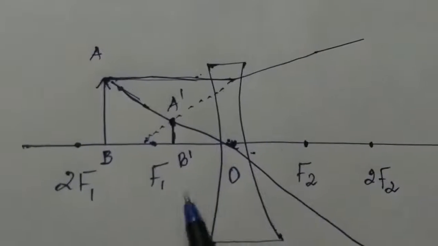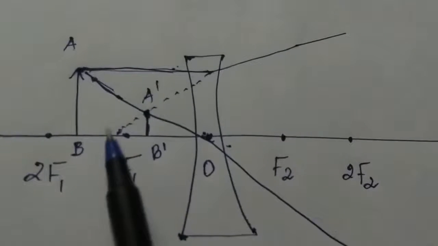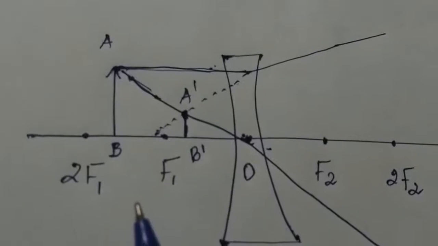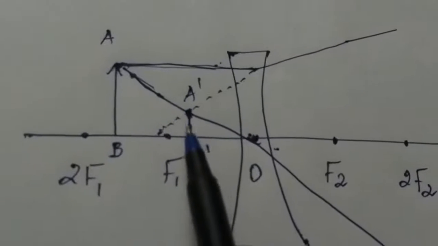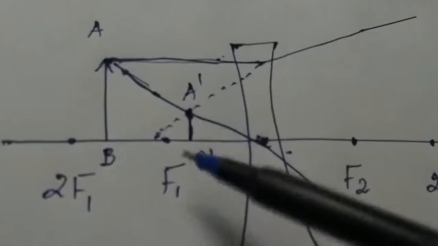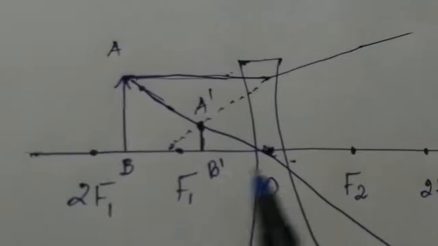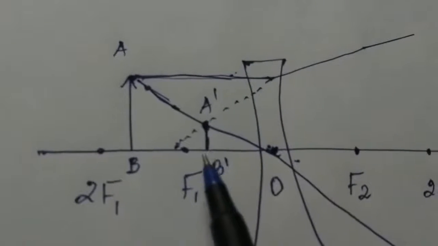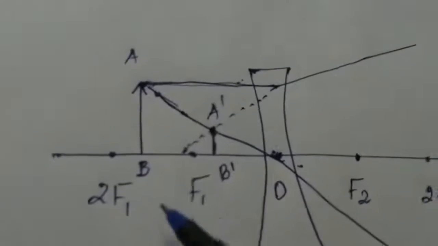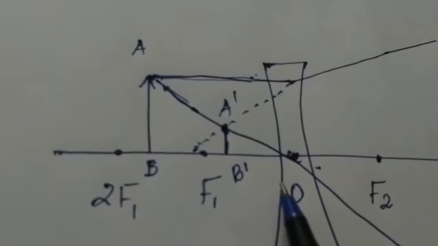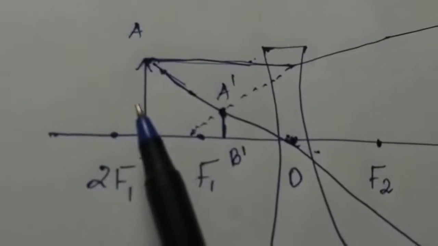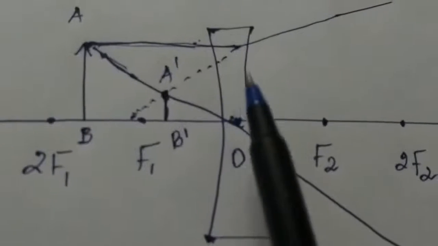Now can you tell me what are the properties of the image here? The image is virtual and it is upright. Upright meaning it is not inverted. It is a straight image, a direct image. And the image is diminished. Diminished meaning small when compared to the object. So it is formed between the object and the lens. So this is the object and then this is the concave lens.